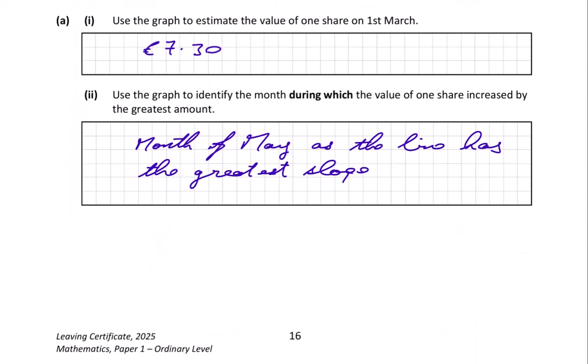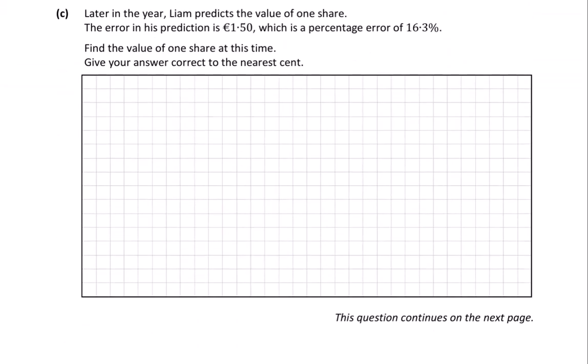Okay, so next thing you've got to do then is: later that year Liam predicts the value of one share. The error in his prediction is 150, which is a percentage error of 16.3%. Find the value of one share at this time. Give your answer correct to the nearest cent. So if we take 16.3 percent, that's equivalent to an error of €1.50. So this is the error.